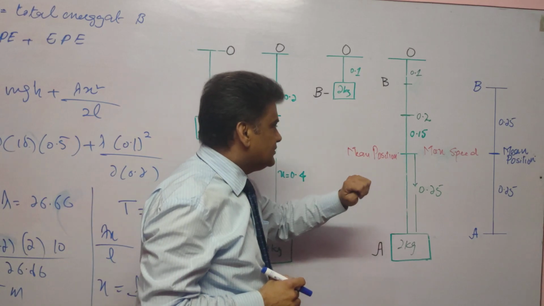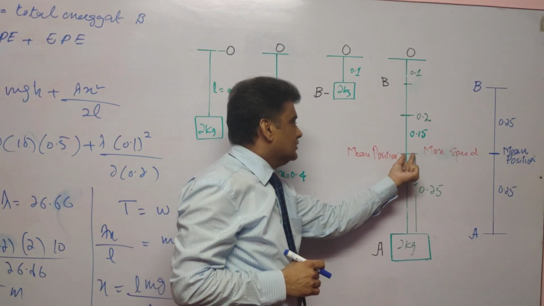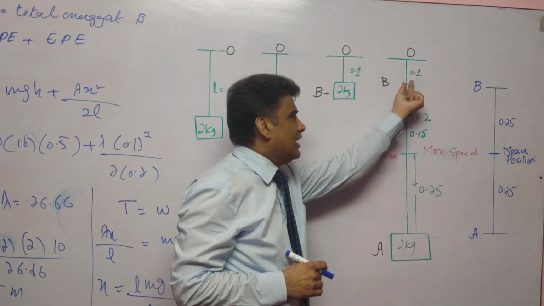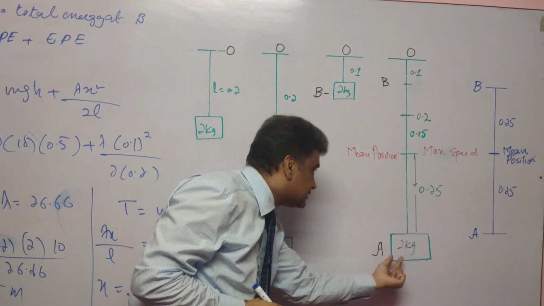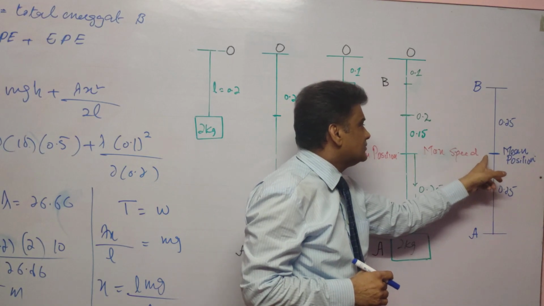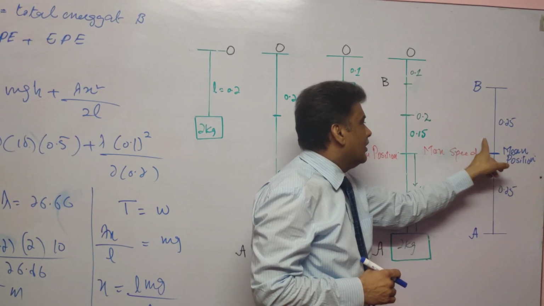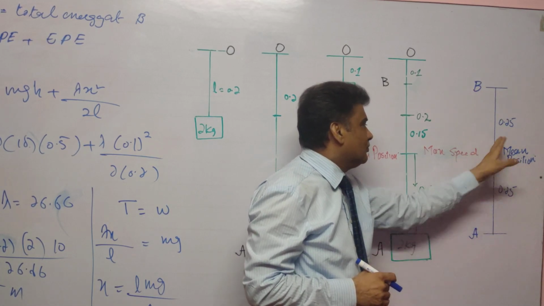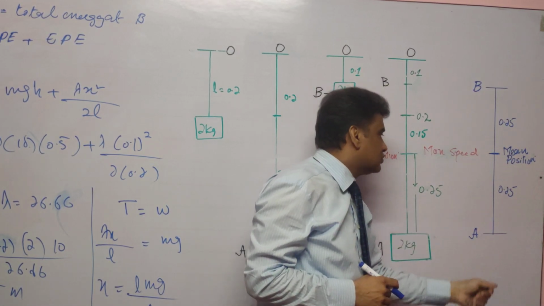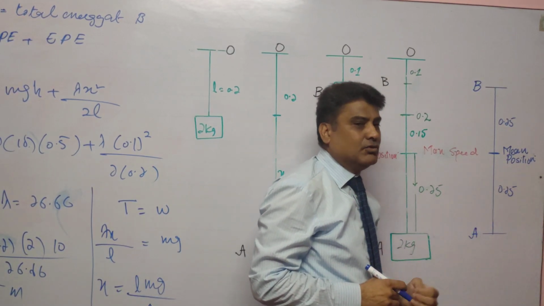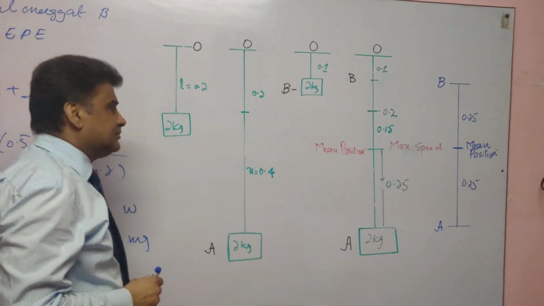It is the mean position, 0.25 above this point and 0.25 below this point. So it is the mean position. For this mean position, we will find the maximum speed of the particle.